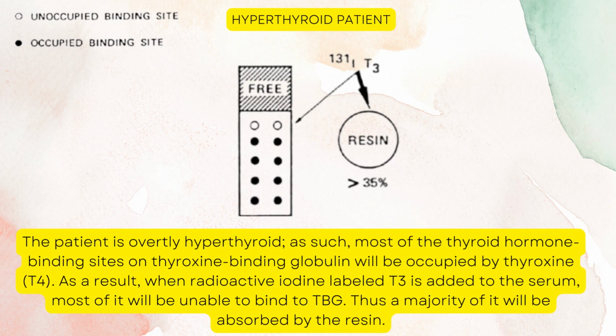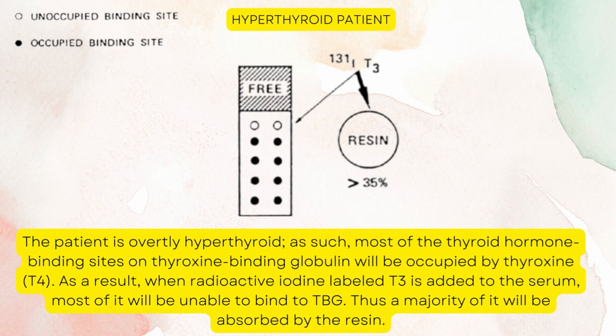In this next case, the patient is overtly hyperthyroid. As such, most of the thyroid hormone-binding sites on thyroxine-binding globulin will be occupied by thyroxine. As a result, when radioactive iodine labeled T3 is added to the serum, most of it will be unable to bind to thyroxine-binding globulin. Thus, the majority of it will be absorbed by the resin. The measured radioactivity on the resin will be high, typically above 35%.